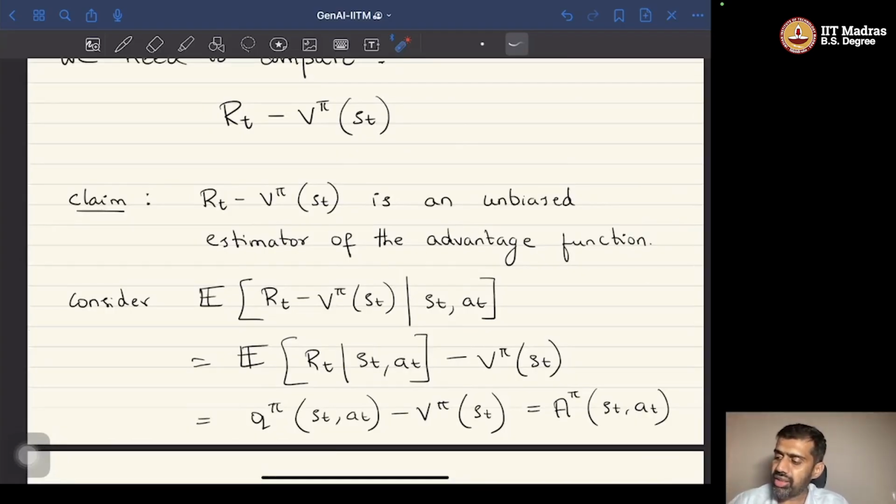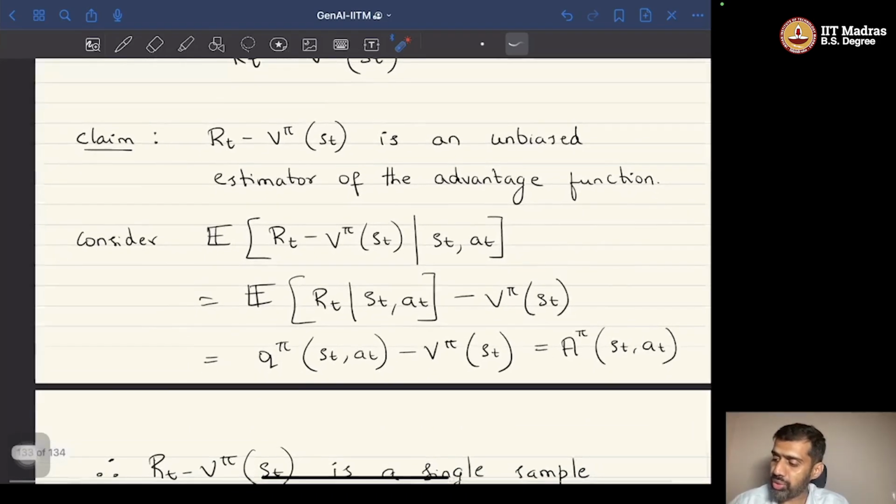The claim is that the difference between the go to reward and the value function that appears in the gradient of the policy is an unbiased estimator of the advantage function. So this is the claim. Let me repeat. The claim is that the difference between the go to reward and the value function is an unbiased estimator of the advantage function that we just defined. How do we show that?